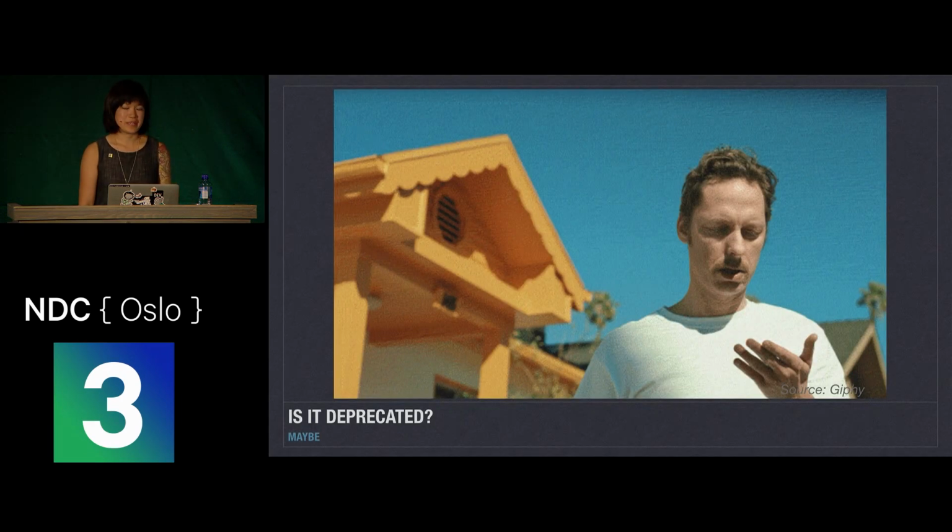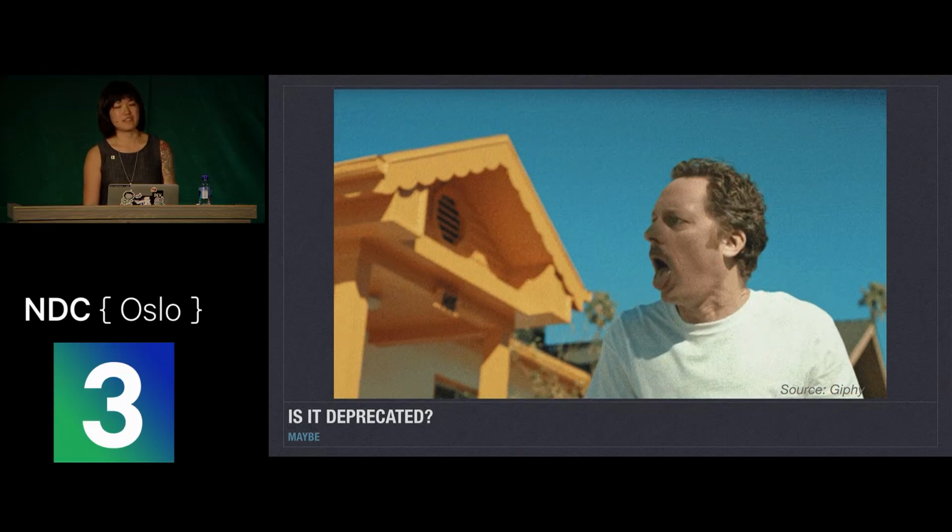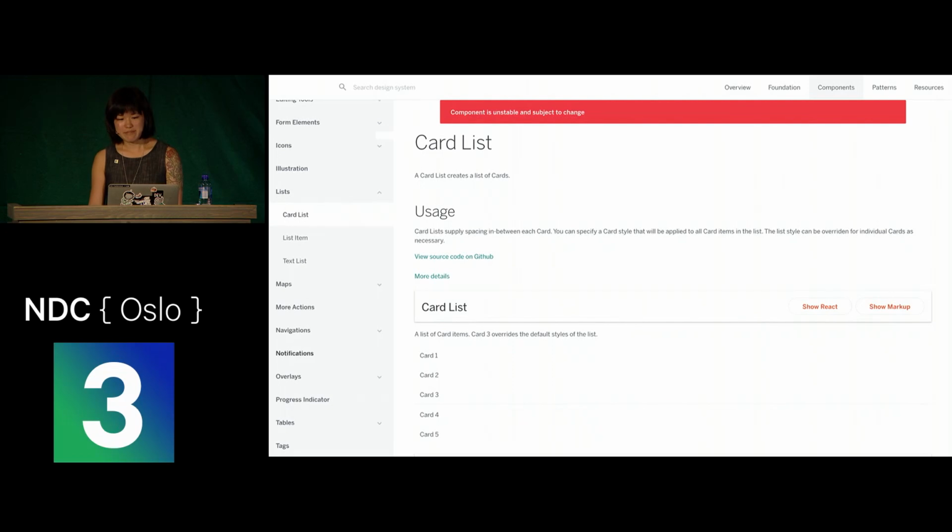Another issue we had was trying to tell if something was deprecated. Maybe it's deprecated, maybe not. So you see here there's a warning and it says that the component is unstable and subject to change. But what does unstable mean and what does subject to change mean? And where can I find more information about this? There's no link, it doesn't say, and I don't know if I can keep using this component or not.